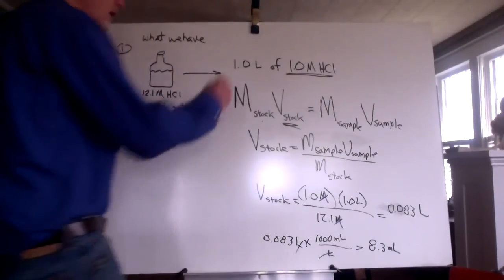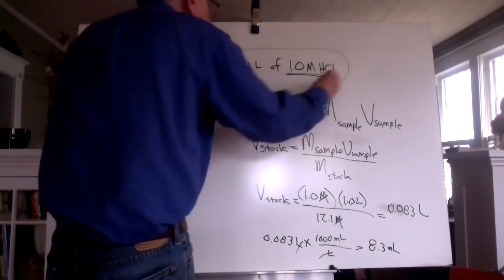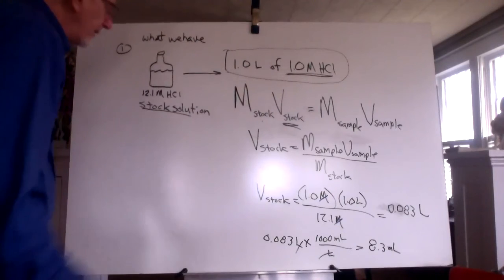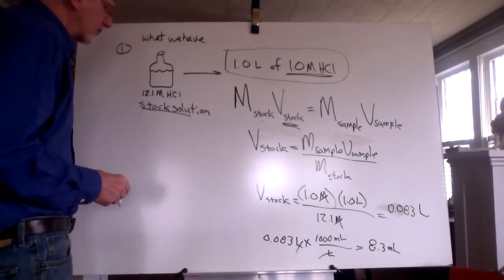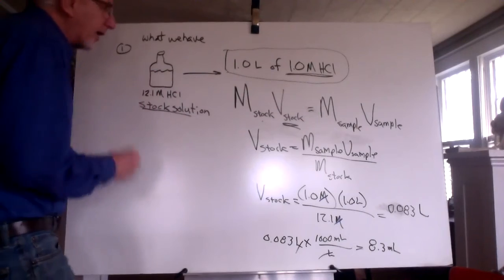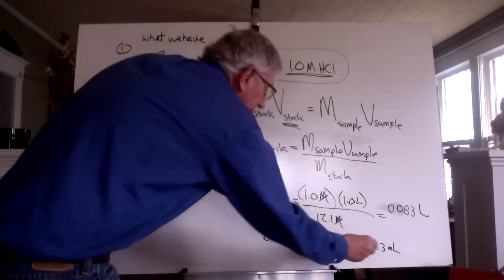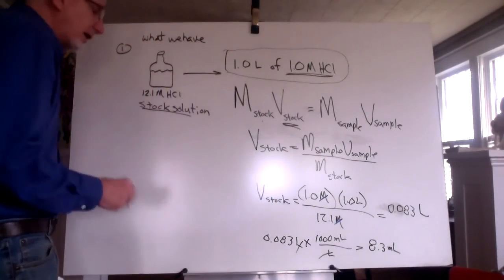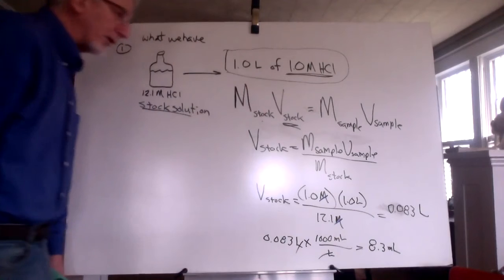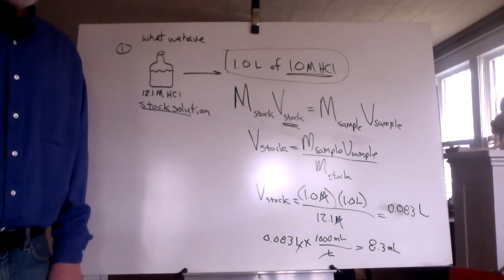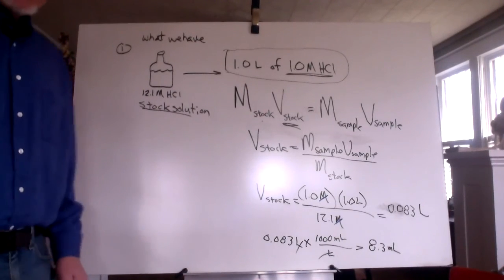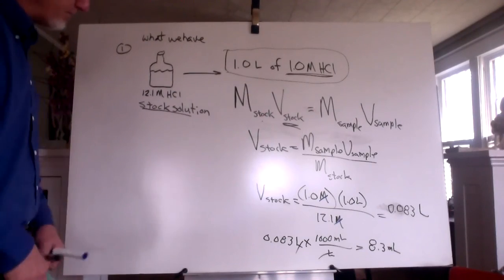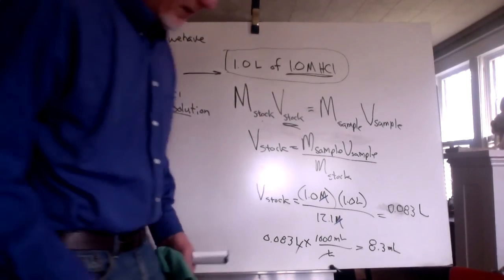So the way to create a 1 liter volume of 1 molar HCl, you go into the stockroom, you find your 12.1 molar stock solution of HCl, and you take out 8.3 mL of that, and you dilute it up to a volume of 1 liter, and you'll have your 1 liter of 1 molar HCl. And that's that story. And that's as far as we got last night.